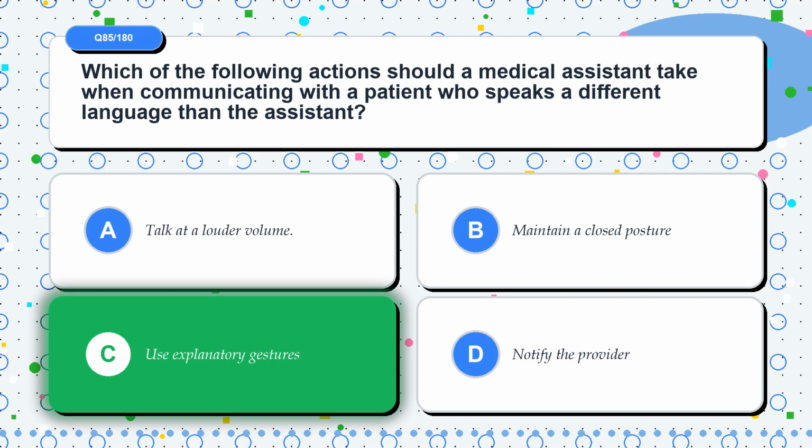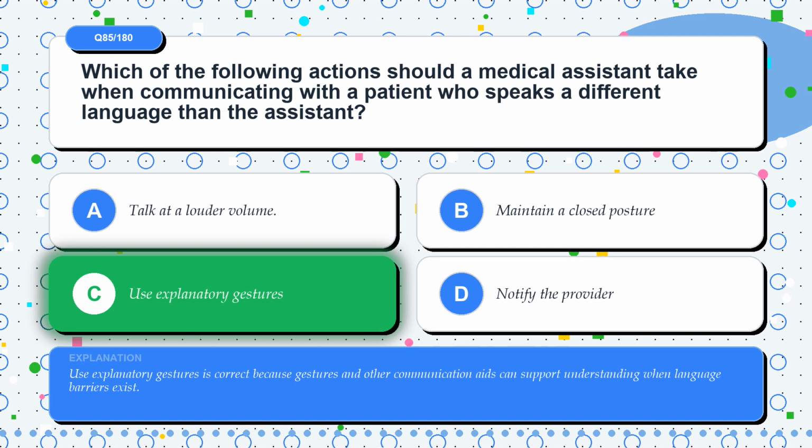The correct answer is option C. Use explanatory gestures. Use explanatory gestures is correct because gestures and other communication aids can support understanding when language barriers exist.